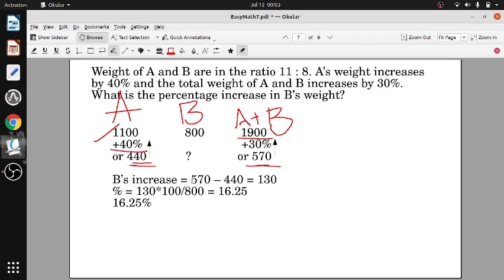So the increase for B would be 570 minus 440. This 130 is the increase for B, but it has to be a percentage of 800. What percentage increase? So 130 as a percentage of 800 gives 16.25%.